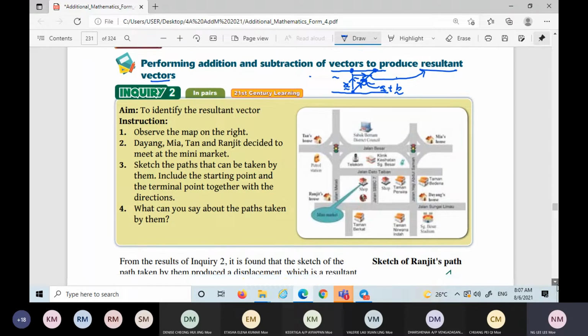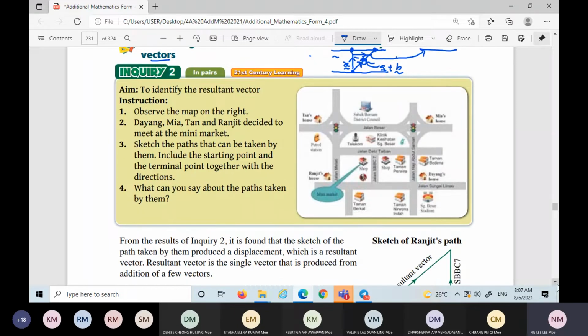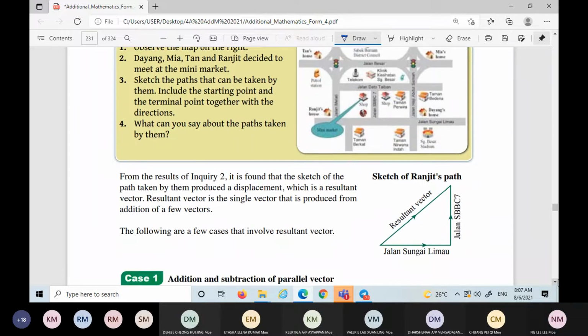This is another example. You look at this inquiry 2. I hope you have gone through it because yesterday I told you to go through it. They give 4 people here, Dayang, Miang, Tan and Ranjit. This one shows Ranjit's. Where is Ranjit's house? Ranjit's house is here. They want to go to this mini market.